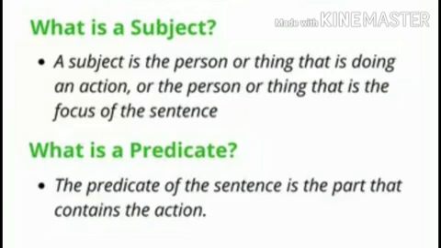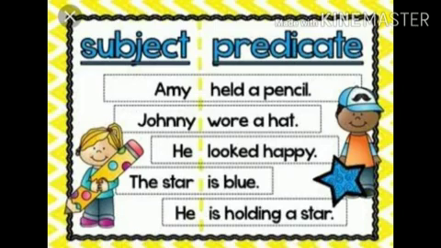A subject is the person or thing that is doing an action, or the person or thing that is the focus of the sentence. Now what is predicate? The predicate of the sentence is the part that contains the action. We will see the subject and predicate with the help of the given examples. You can see here the examples of subject and predicate.